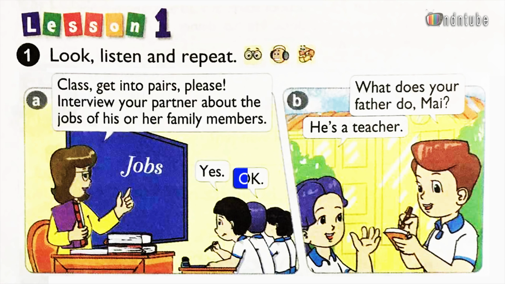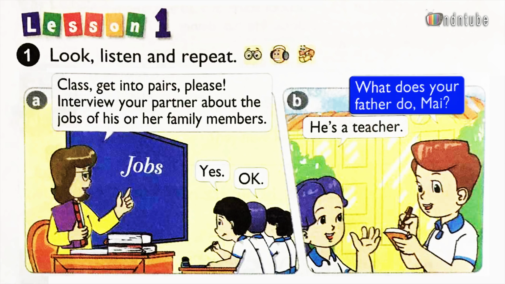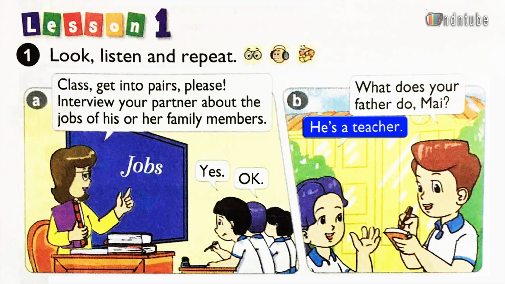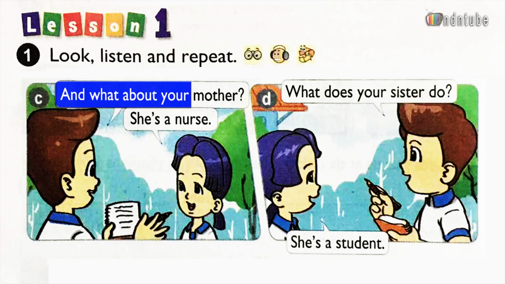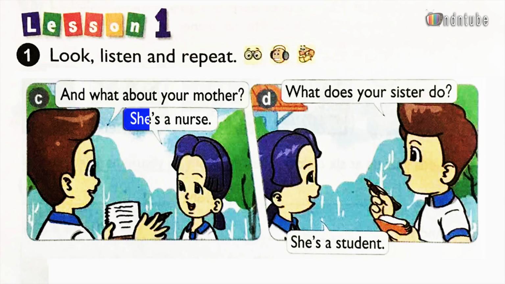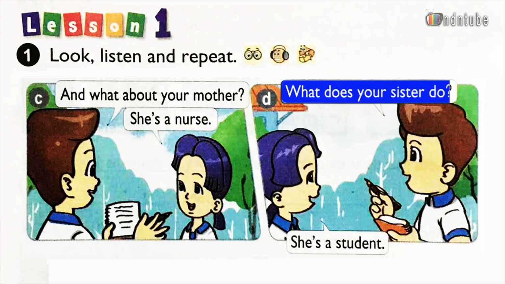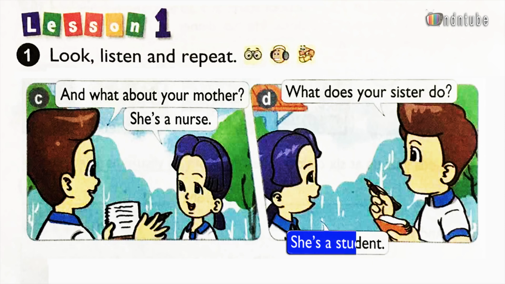Yes. OK. B. What does your father do, Mai? He's a teacher. C. And what about your mother? She's a nurse. D. What does your sister do? She's a student.